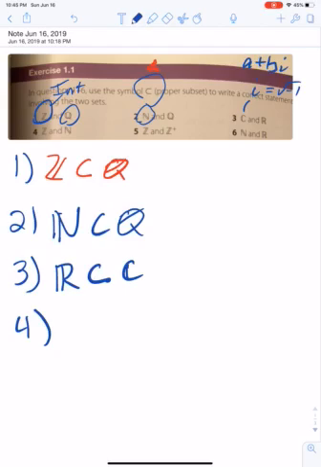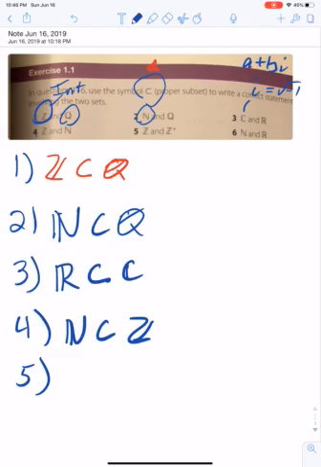For number 4, here we have the integers versus the natural numbers. The integers include negatives, where naturals can only be positive, so the integers would be bigger, so we would say that the natural numbers are a subset of the integers Z.